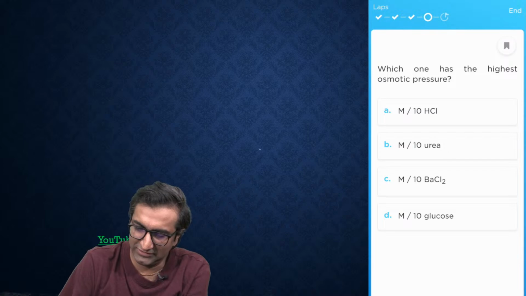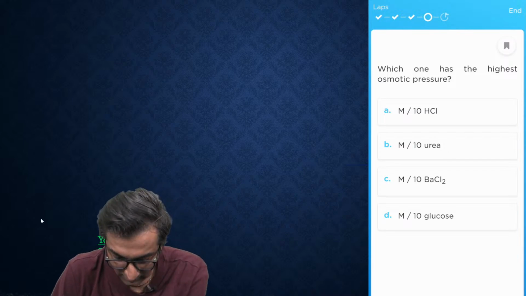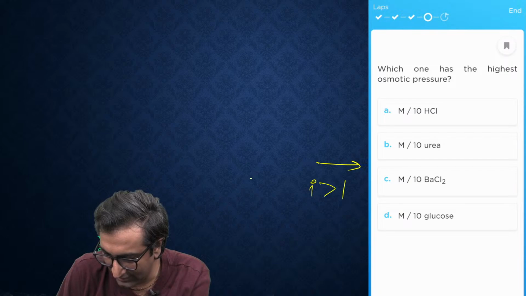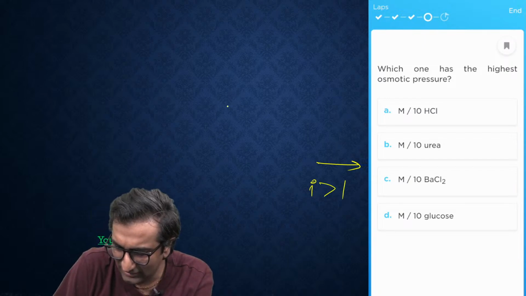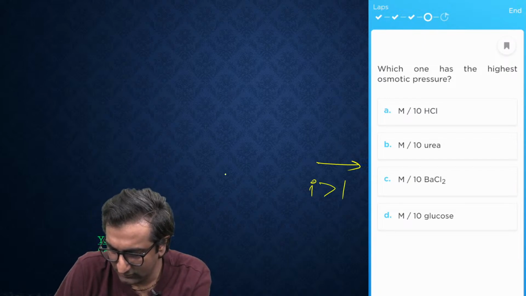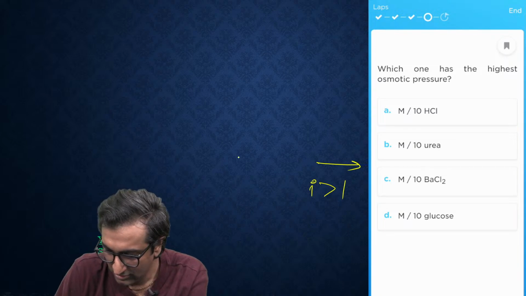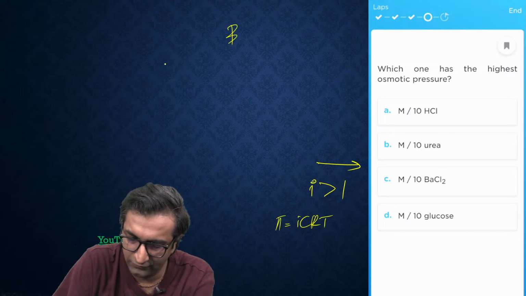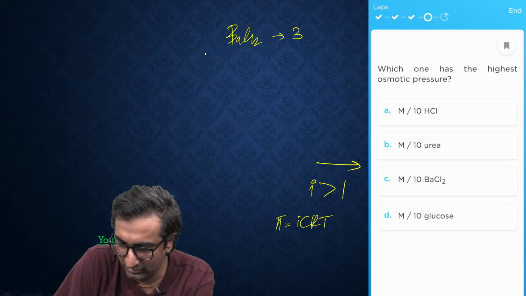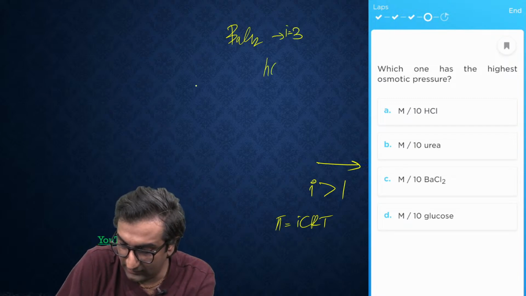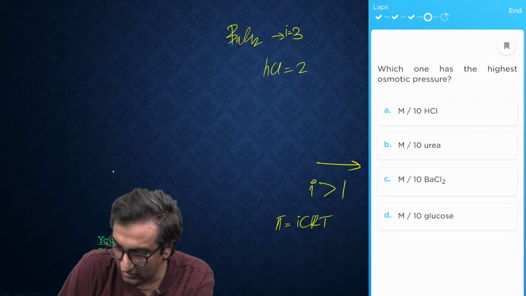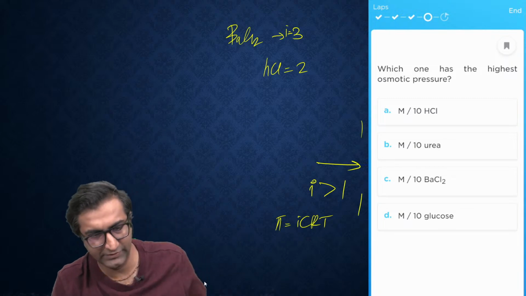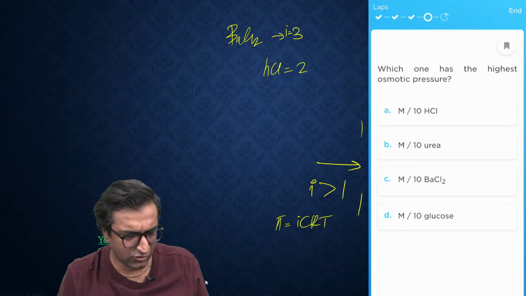Yeah, I think it should be C as well. This is a no-brainer. Why is it C? Because iska i is going to be greater than 1, whereas all of these, and in fact, even if this i is greater than 1, but this is, let's assume full dissociation. So pi equal to iCRT. And if you assume full dissociation, BaCl2 is going to be equal to 3, and HCl is going to be equal to 2. And yeah, baki dono are 1 and 1. Yeah, see, I agree. Doubts hai?